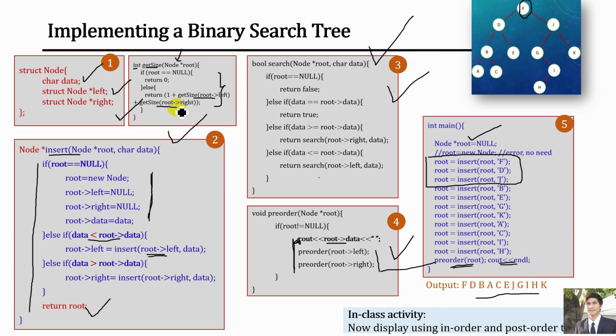Each time we visit a node, we count 1 plus something. It will keep incrementing if we have a node in each subtree. I think you can implement it in your program and test it. You can also display using in-order and post-order traversal by adding more functions here. Now we have pre-order, just add two more functions, post-order and in-order, and the rule is you just put the display in the right place according to the method, whether in the middle or at the last.